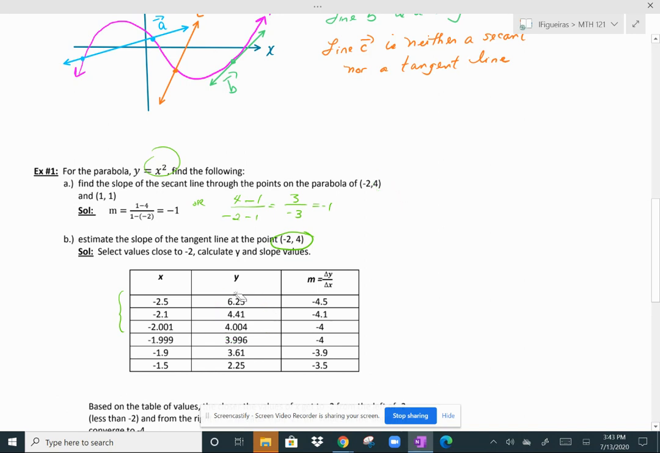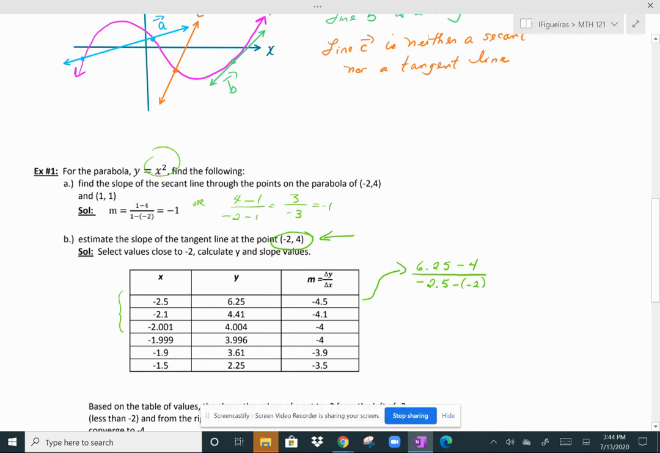And then how do I compute my slope? Well, remember, it's change in y over change in x. So let me just put in what numbers you're using in order to compute that slope. You're using the value that you're interested in, because I want the slope of the tangent line at that point, and then this would be your second point. So I have 6.25 minus 4, that's the change in y, over -2.5 minus -2, and that gives you the value of -4.5.